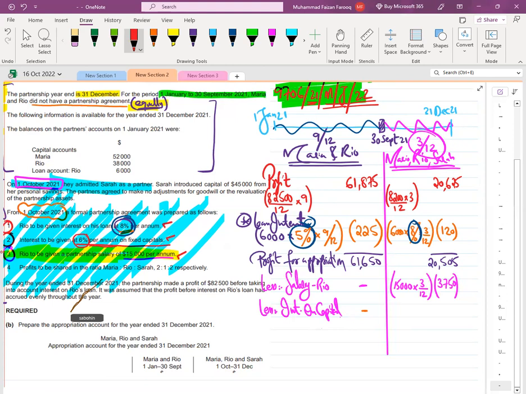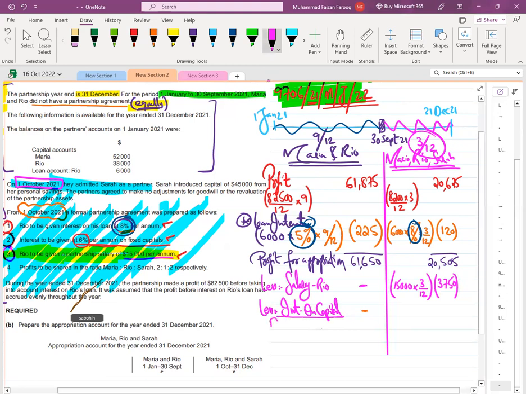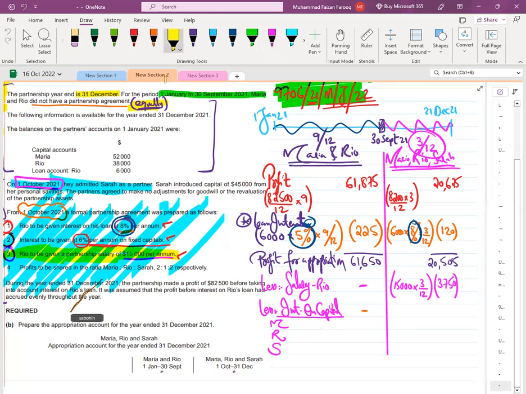So now how many partners do we have? October onwards we have 3: Rio, Maria, and Sarah. The amounts of capital we need to search. What is the amount of capital invested by Maria, Rio, and Sarah? I just highlighted it in yellow color.